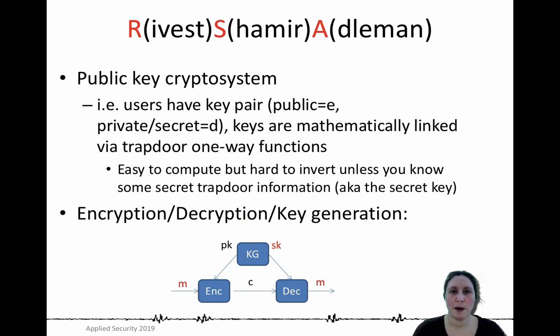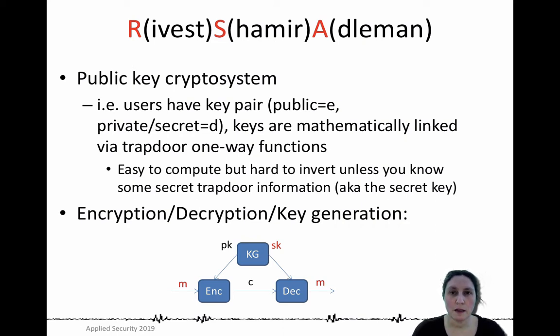So RSA is a public key crypto system, which means that every user has got a key pair, a public key and a private or secret key. The typical RSA notation would be to use E for the public key and D for the private key, E for encryption and D for decryption. It all makes quite a lot of sense.